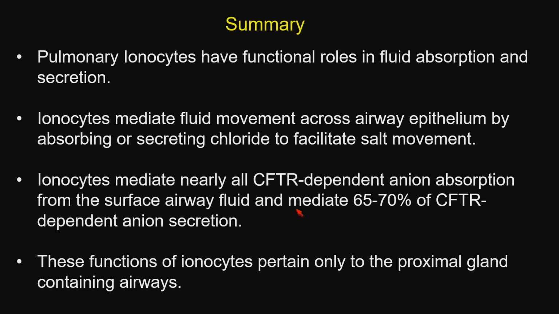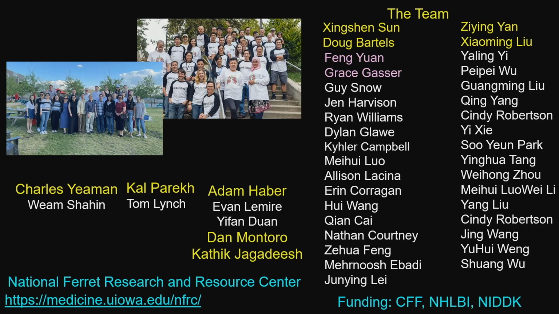I think that's probably consistent across most of the papers that have published on this, but are mediating a large fraction, but not all of chloride secretion. And I think it's important to point out that ionocytes are limited in the proximal conducting airways. They're associated with submucosal glands. So what I've talked about is really relevant only to the proximal airways. And in the distal airways, Kenichi will tell you, there are other processes, other cell types that are performing these functions in the absence of CFTR.